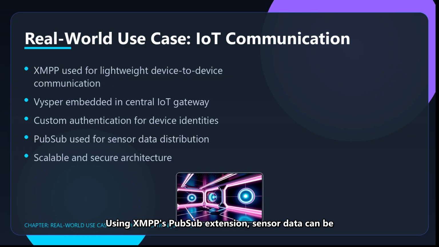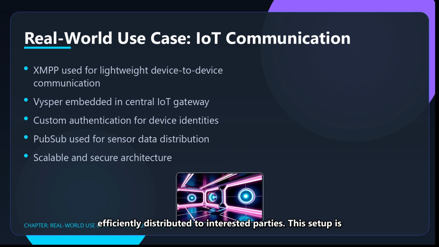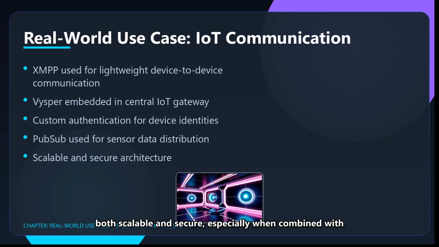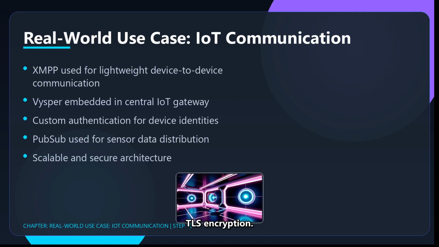Using XMPP pub/sub extension, sensor data can be efficiently distributed to interested parties. This setup is both scalable and secure, especially when combined with TLS encryption.